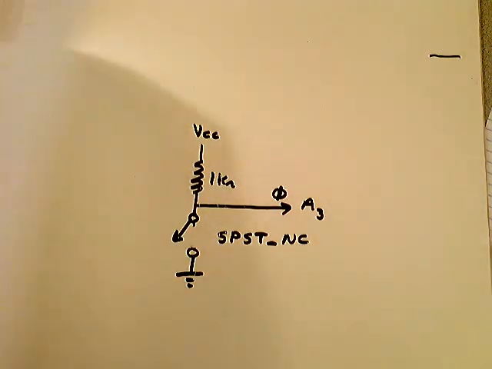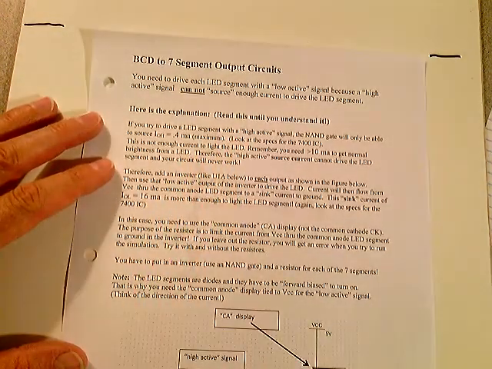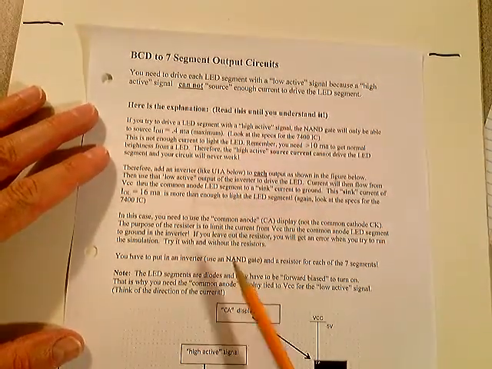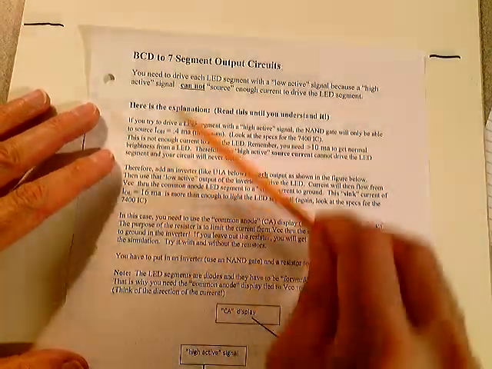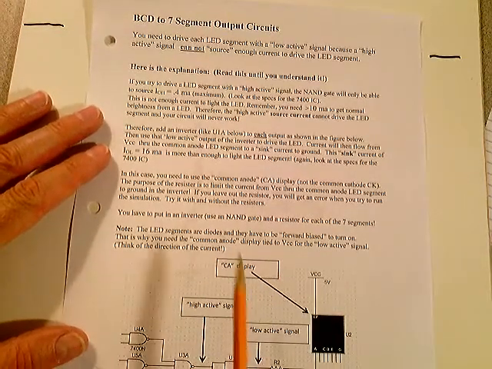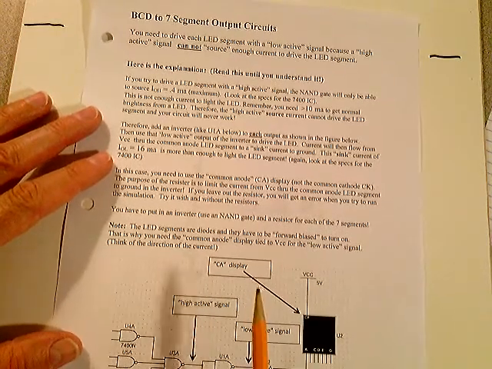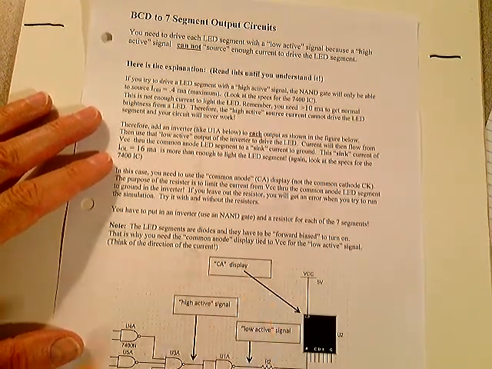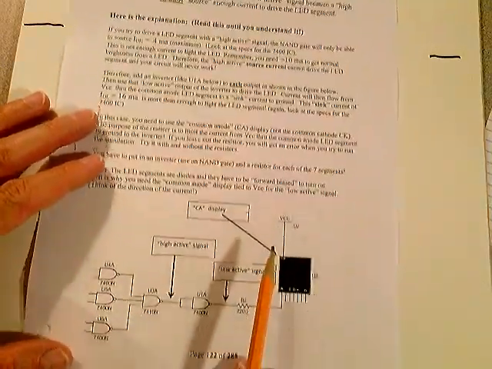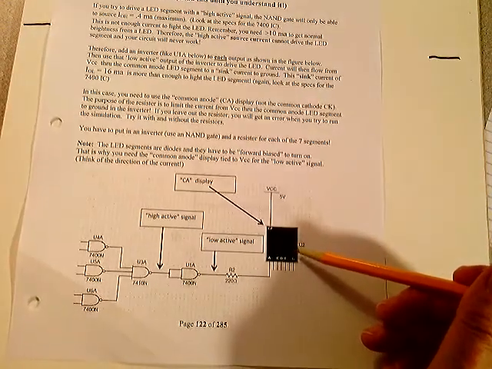On page 122, I gave you an explanation here on this BCD to 7 segment output circuit. This is very important. Rather than reading it to you, make sure that you look over this page 122. And like I said here, you read it until you understand it. We're going to be talking more about this in class over the next couple lectures, or in my video lectures.